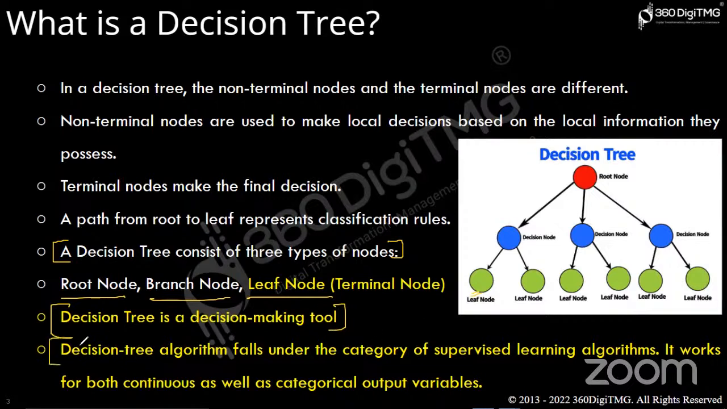The decision tree algorithm falls under the category of supervised learning algorithms. It contains a root node, a decision node, and a leaf node. The decision node is also known as the stem node here. It works for both continuous data as well as categorical output variables.